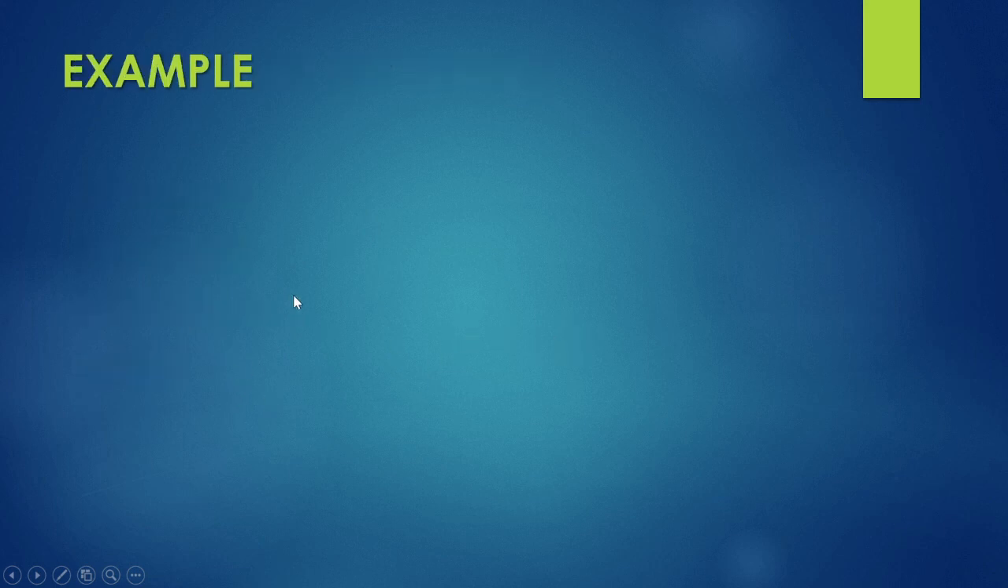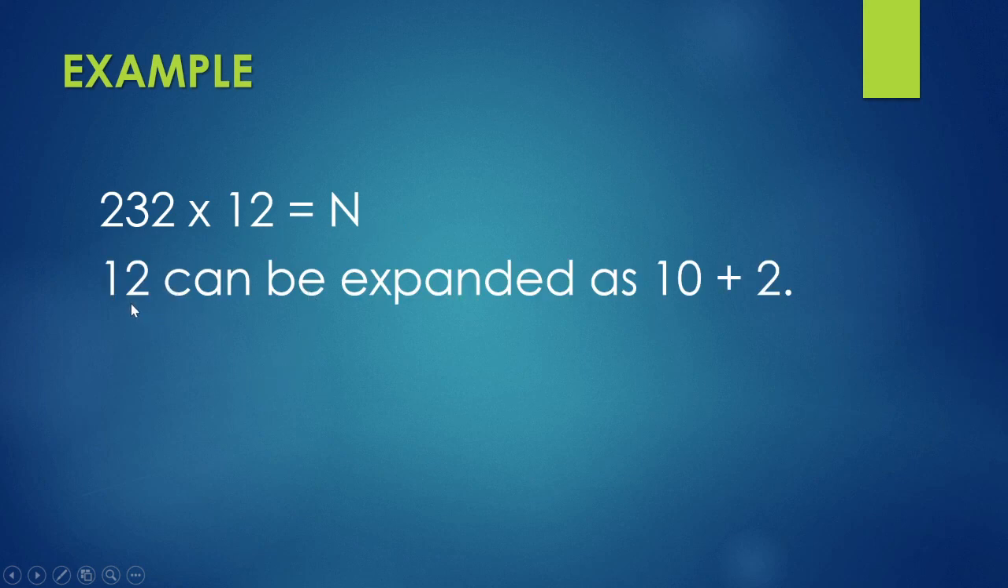So how are we going to do that? Let's say we have still 232 times 12. Then equate that to n, to become an equation. N will be the product. Then next, 12 can be expanded as 10 plus 2. Again, you can change this. 10 plus 2 is 12. It can also be 8 plus 4, right? 9 plus 3. It depends on you.